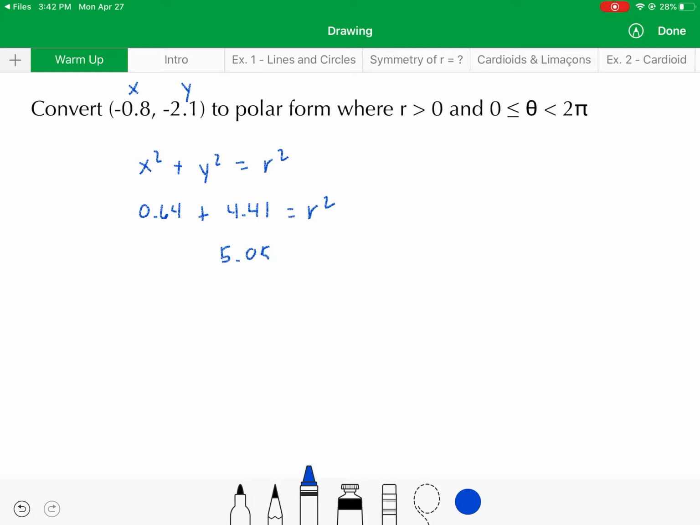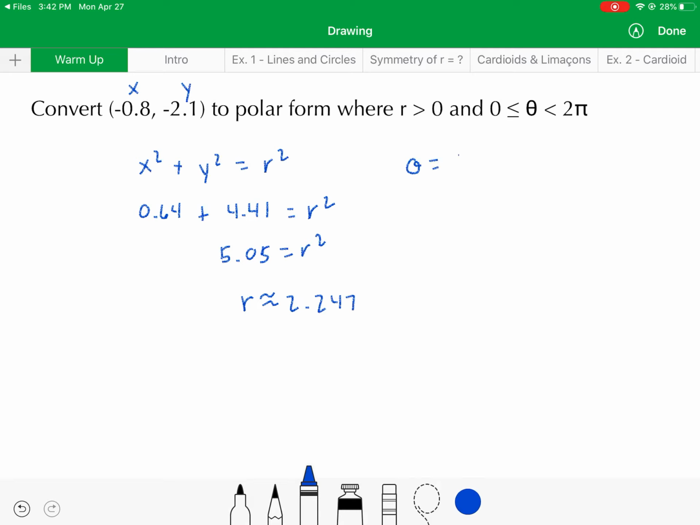That, of course, adds to 5.05, and then we'd square root both sides. I'd round here. Let's do 2.247 approximately. Okay. Now, where many of you went wrong was on your angle theta.